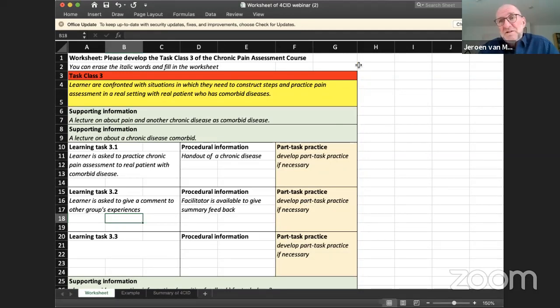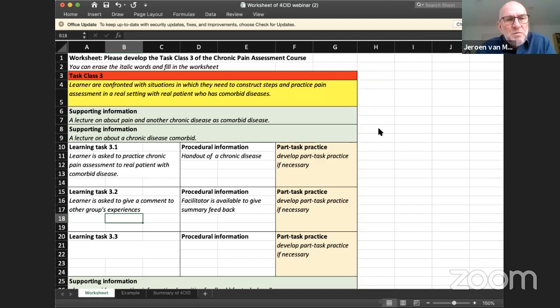Yes, I think this group did an excellent job. Bringing in the comorbidity is a good way to increase complexity in this task class compared to task class 1 and 2. That is also clearly reflected in the presentation of the supporting information. For the two learning tasks, well, task 3.1 is what we typically call a conventional task. So the learner is asked to practice the chronic pain assessment, in this case with the real patient, which fits the level of complexity of this task class, and it's even a patient with comorbidities.